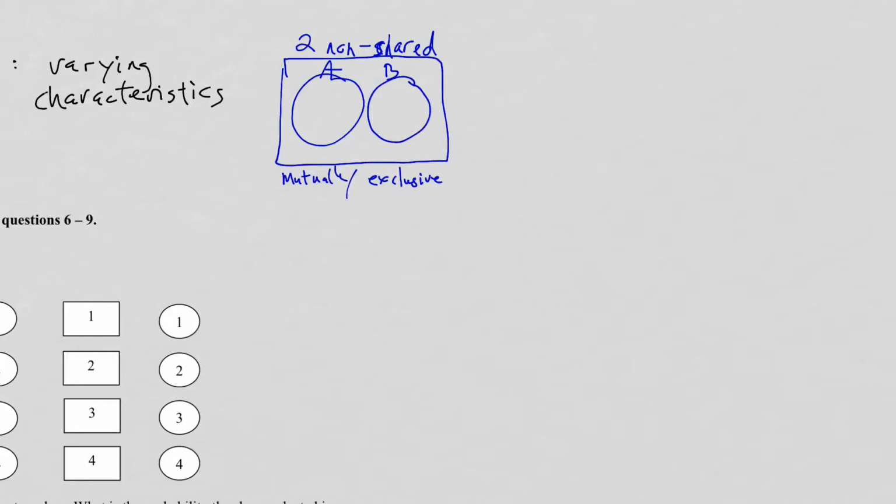Now, the calculation for that type of scenario, guys, will be just addition. That's what we were working on in the previous sections. You just add them. You just straight up add them. Probability of the first plus probability of the second.